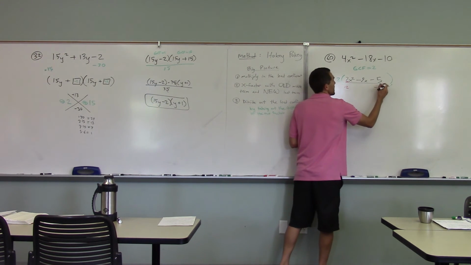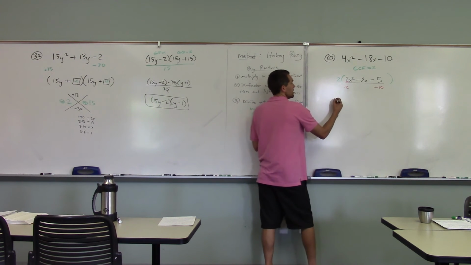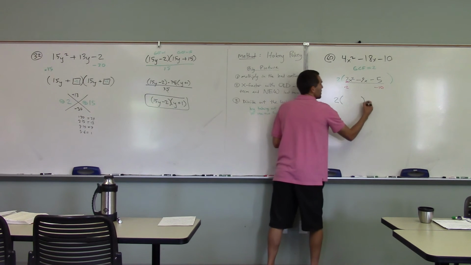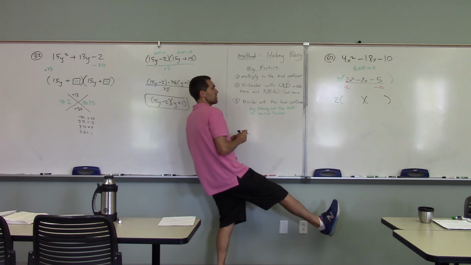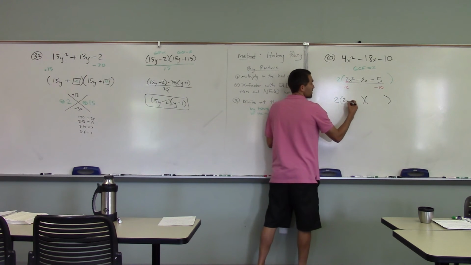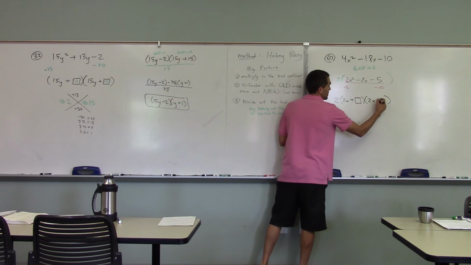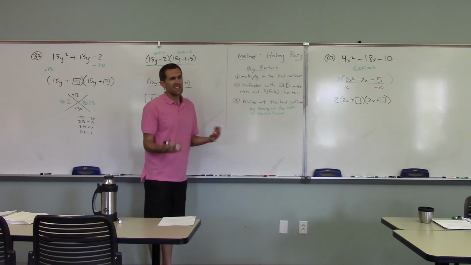Okay. So we get negative 10, all right? What's our general form gonna be? I leave the 2 there, and then 2x squared, not x squared. 2x minus or plus something, times 2x plus something. Exactly. So that's what our answer's gonna look like, and then we'll divide by 2.